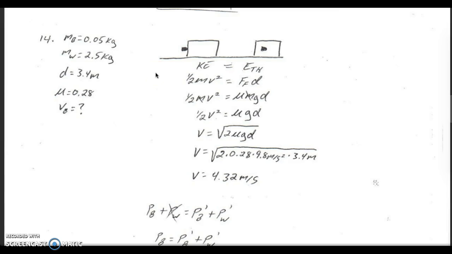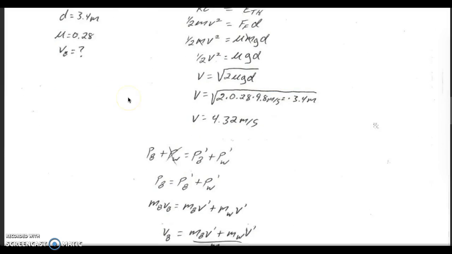The bullet and block slide along a table a distance of 3.4 meters. The coefficient of friction between the block and the table is 0.28. We're going to find the initial speed of the bullet. So I have the mass of the bullet given, the mass of the wooden block given, the distance they slide off together is 3.4 meters, and I have the coefficient of friction on the table.